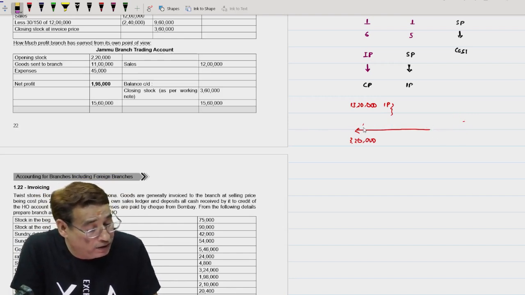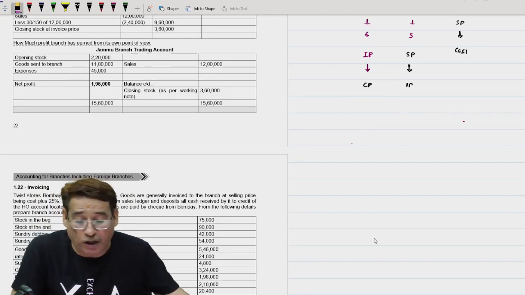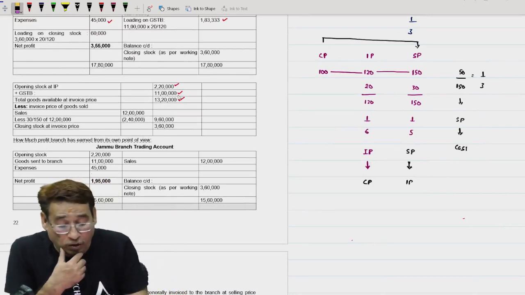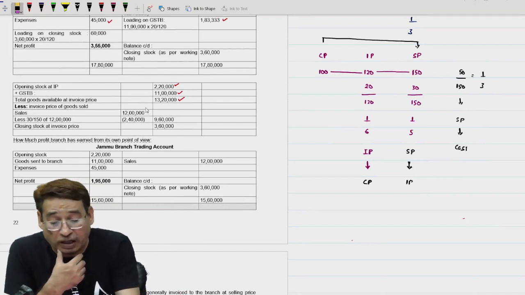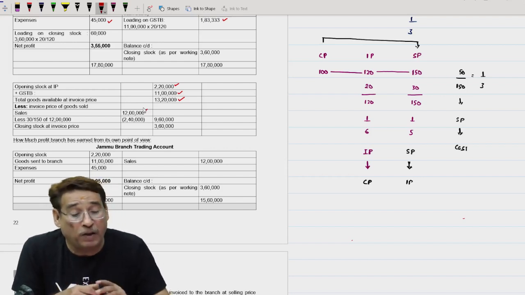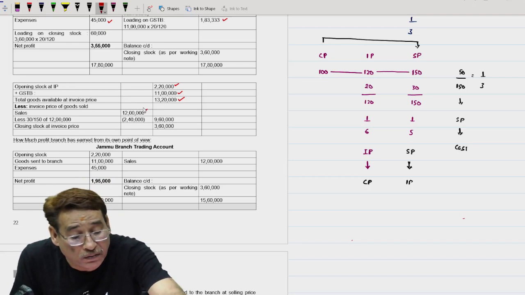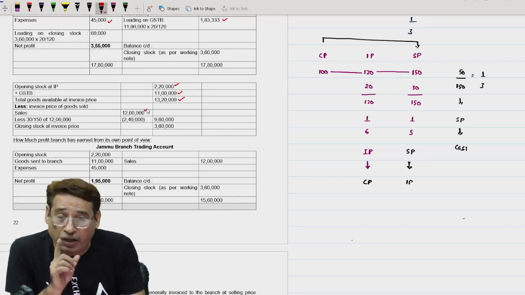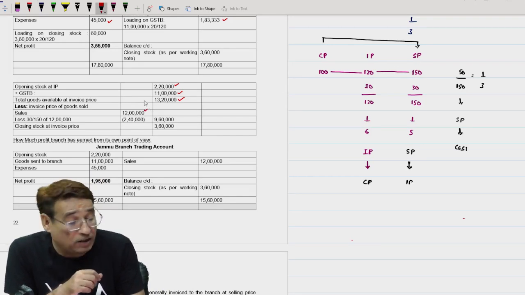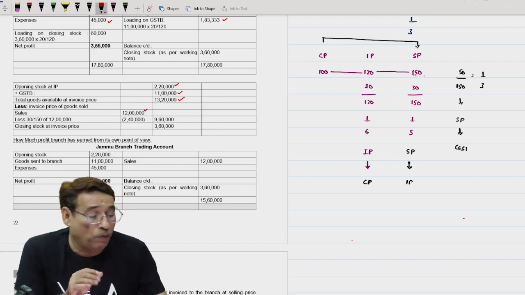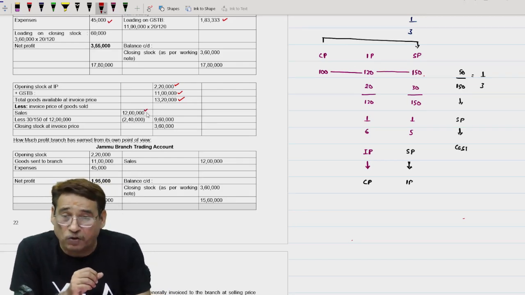Now in this question, what is happening? Without an iota of doubt, you are having 13,20,000 worth of goods at invoice price. And we know that the sale of the branch is actually 12 lakh. Correct? Sale of branch is 12 lakh. And we know that the branch does the sale at the rate of 150, because the selling price is 150. I just want to know what is the invoice price of this 12 lakh.